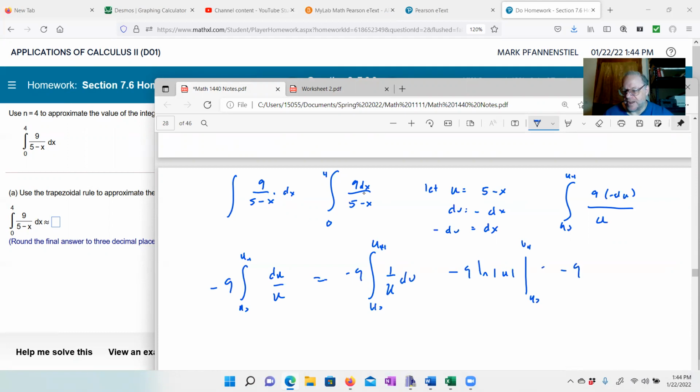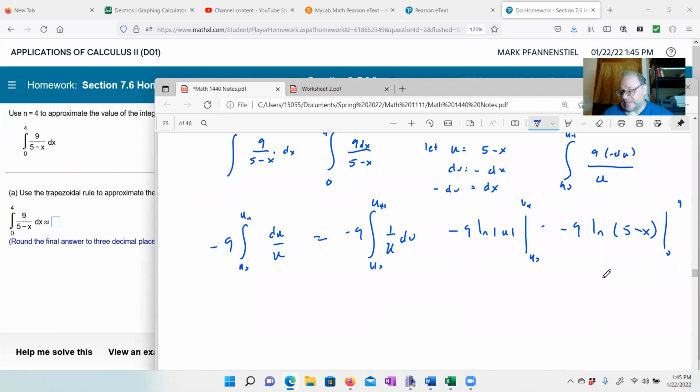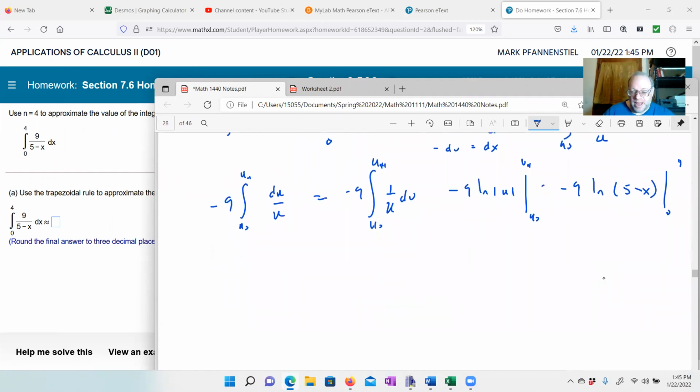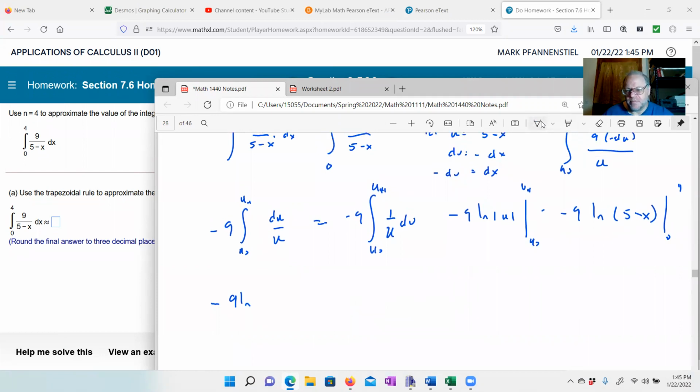So this is negative 9 natural log of 5 minus x, going from 0 to 4. Notice that when I put this in, both of these are going to be positive numbers, so we don't need the absolute values anymore. We can take those out. So we have negative 9 natural log of 5 minus x, from 0 to 4.